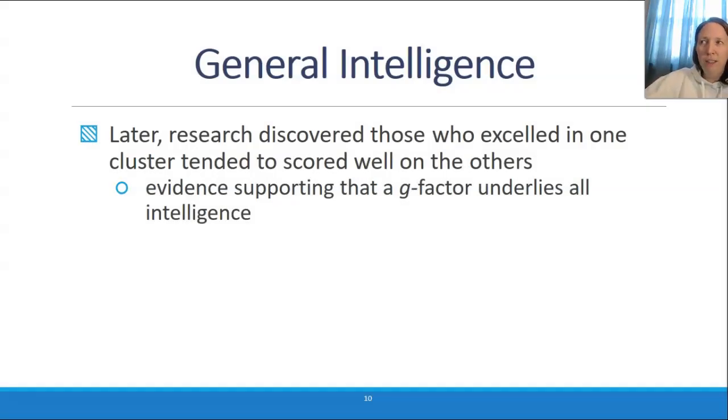Ultimately, though, researchers trying to distinguish is Spearman right or is Thurston right determined that those who scored in one cluster tended to score well on other clusters. And so even though we could identify skills in seven different areas or more, it all boiled down to one level of intelligence. If you think of someone who is athletic, they're generally not just athletic in one sport. They might not be a superstar in more than one sport, but if they have good bodily spatial awareness, they might excel in one area and the other. Think about that like with intelligence. You might be strong in one area, but if you're strong in one area, it's probably going to support your intelligence in other areas as well.